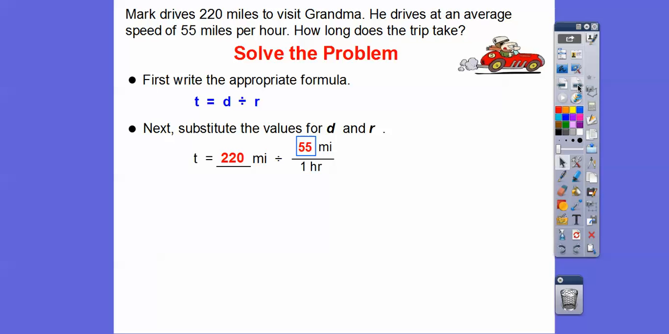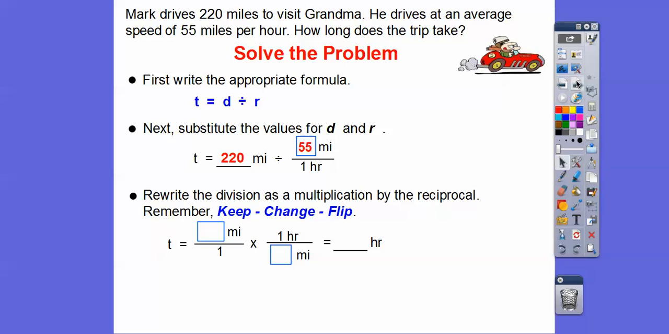Okay, so remember, once upon a time when you were first introduced to dividing fractions, we kept this number where it was. We made it 220 over 1. And we changed this to a multiplication, and then we flipped that. Okay, so we keep, change, flip. Do you remember that in our prior lessons, you guys? So we'll rewrite the division as a multiplication by multiplying by the reciprocal. So keep this the same, so this will be 220 over 1. Going to change this division to a multiplication and then flip this. So this is going to be 1 over 55 right there.